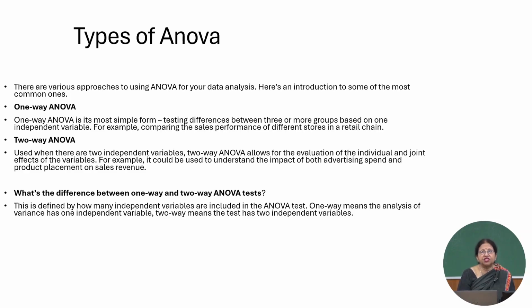Types of ANOVA. We just learned that there are two types of ANOVA. There are various approaches of using ANOVA in your data analysis, and here is an introduction to some of the most common ones. One-way: the one-way ANOVA is the most simple form, as the name suggests, testing differences between three or more groups based on one independent variable. For example, comparing the sales performance of different stores in a retail chain.